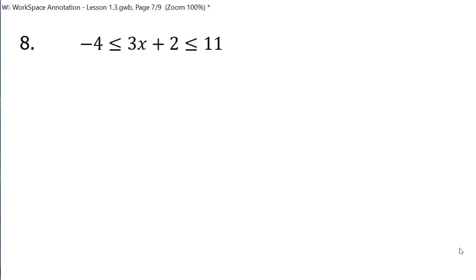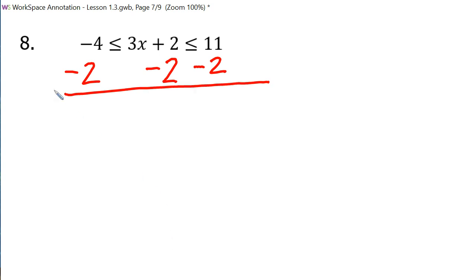Is x by itself? No, what would be the first step? Yeah, get rid of the plus 2, so the opposite of add 2 would be subtract 2. So whatever we do to the middle, we'll have to do to the left, and we'll have to do to the right. So what's negative 4 minus 2?